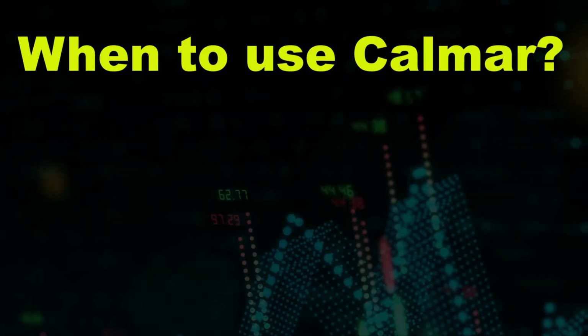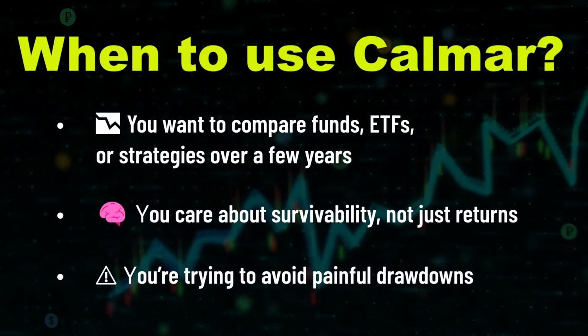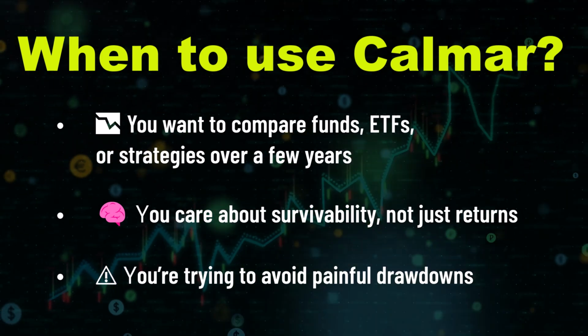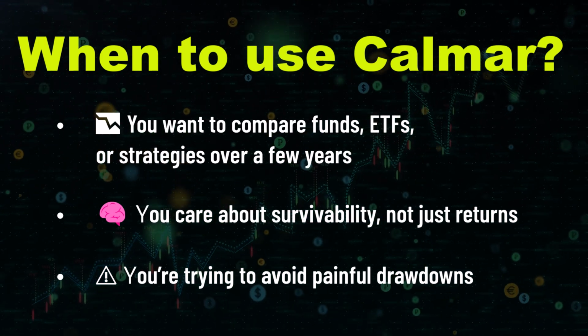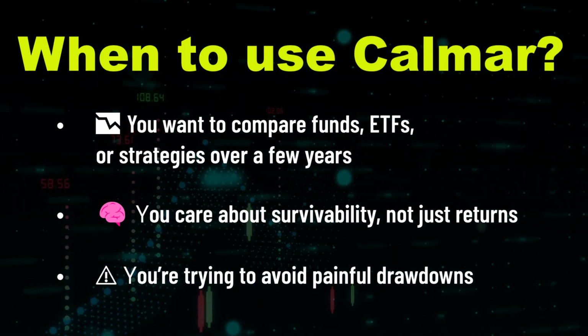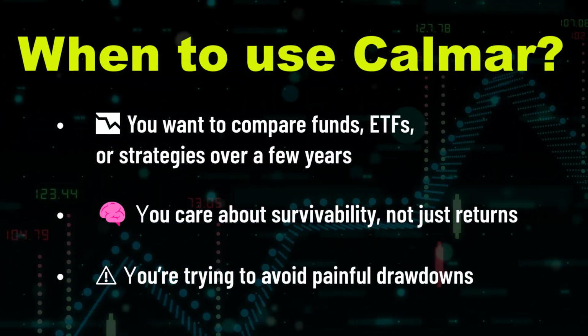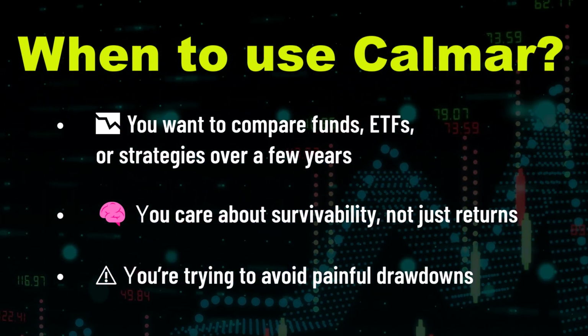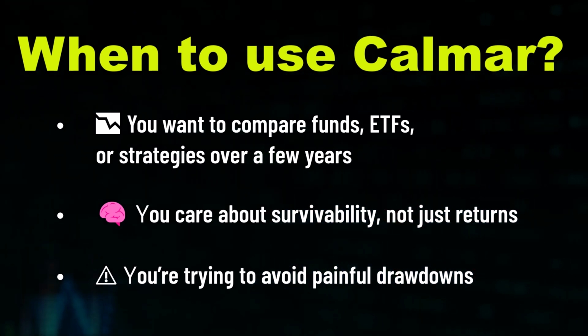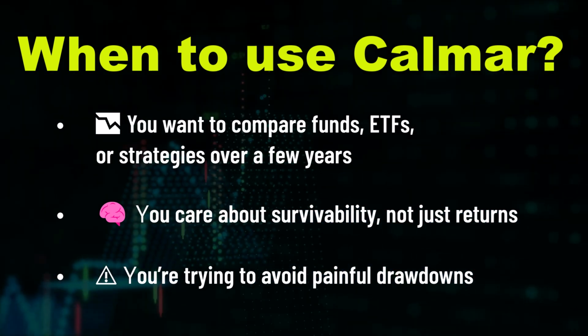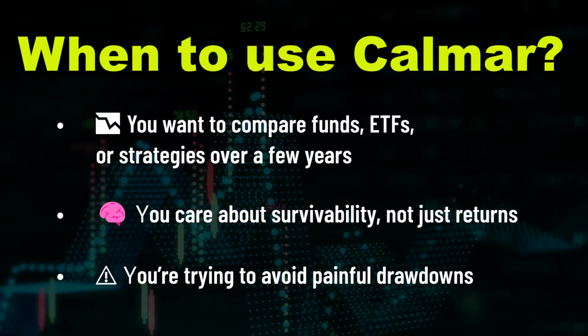Now you can use the Calmar ratio when you want to compare funds, ETFs or strategies over a few years, or if you care about survivability, not just returns, or if you're trying to avoid painful drawdowns. It is a ratio that is common in hedge fund reporting and professional fund comparisons, especially in volatile markets like crypto or high beta sectors.